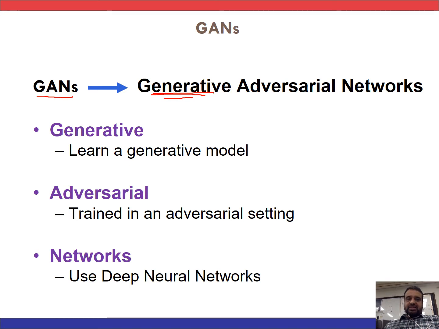The adversarial part refers to the fact that the learning of the generative adversarial network is learned in an adversarial manner. Like there are two models and both the models are fighting against each other, and in this way we learn the data distribution. The network part refers to the fact that the GAN family basically belongs to the deep neural networks.